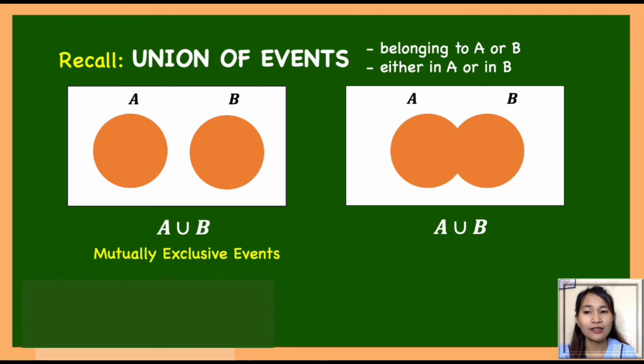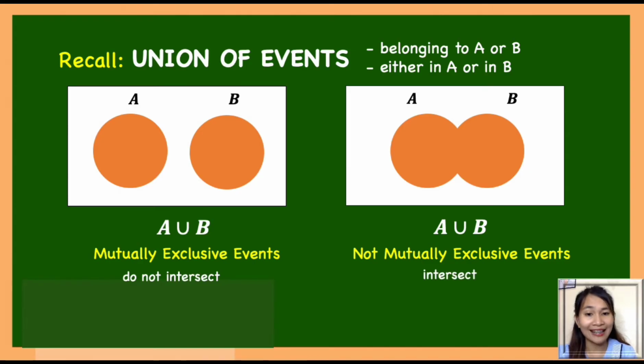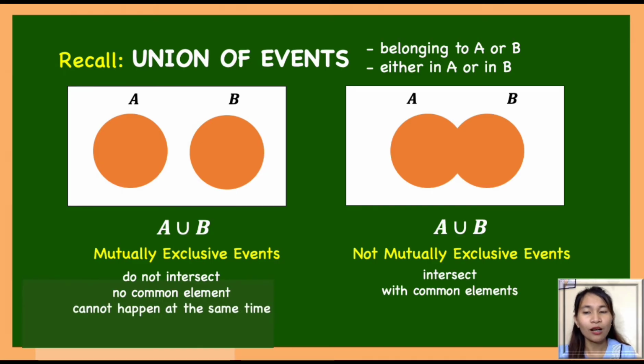In the first figure, this is called mutually exclusive events, while the second figure illustrates not mutually exclusive events. Other than that, what's the difference? For mutually exclusive events, they do not intersect. That's why they are separate entities. While for not mutually exclusive events, they intersect. Mutually exclusive events have no common element, but not mutually exclusive events have common element or elements. Also, mutually exclusive events cannot happen at the same time, while not mutually exclusive events can happen simultaneously.